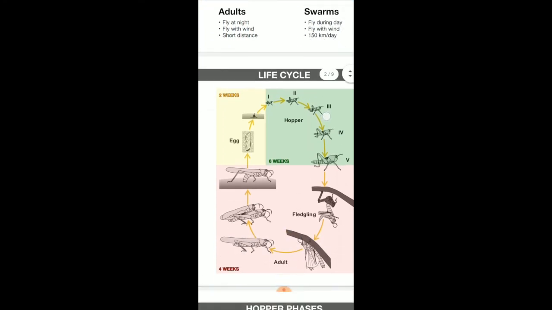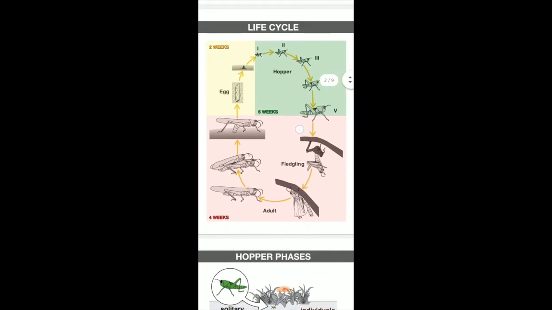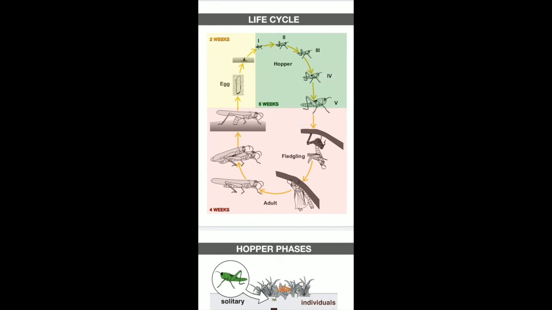Now, just to remind you of the life cycle here. Remember the eggs, it takes 2 weeks. The hoppers, there are 5 instars of hoppers. It takes 6 weeks for them to develop, and then they fledge, and then they become adults, and it takes 4 weeks for those adults before they're ready to copulate and lay eggs.